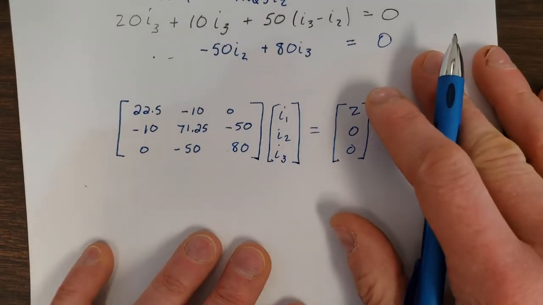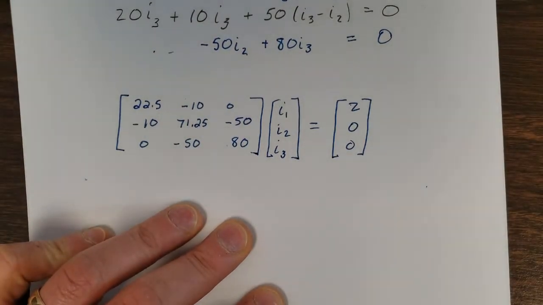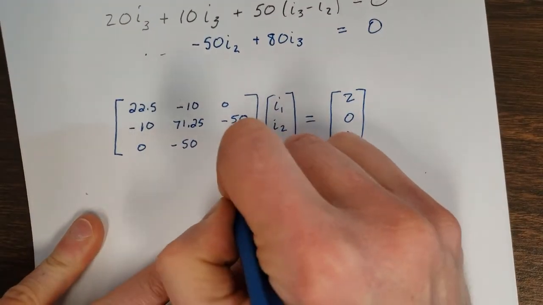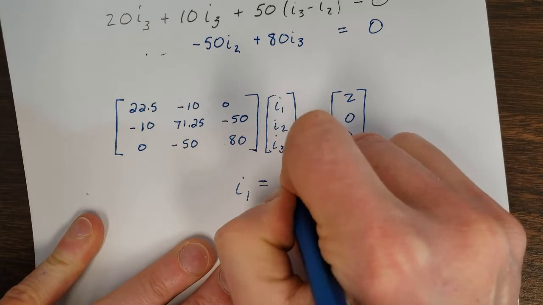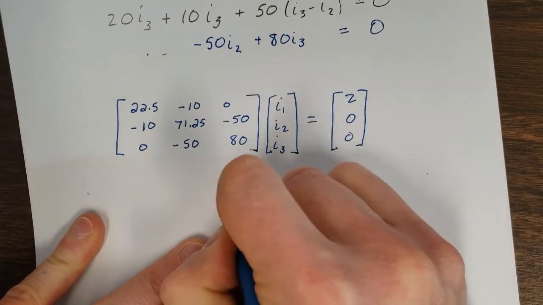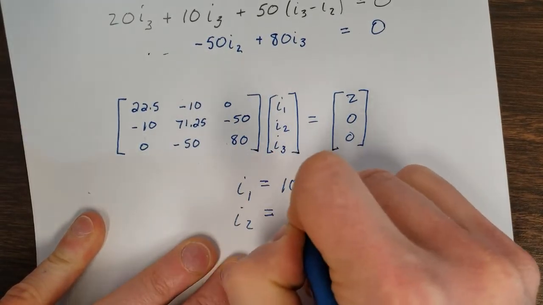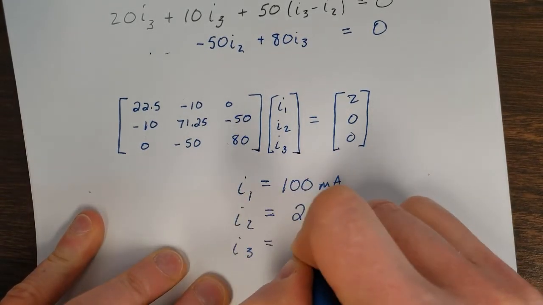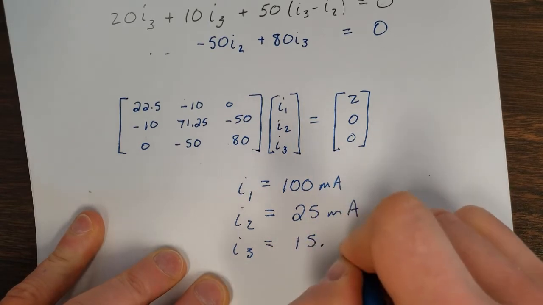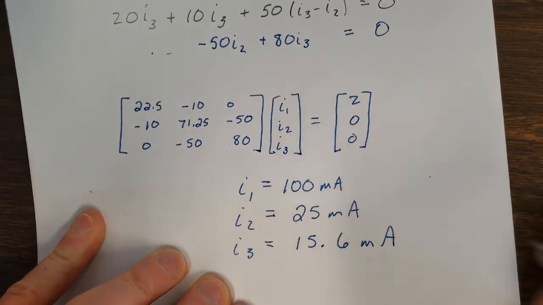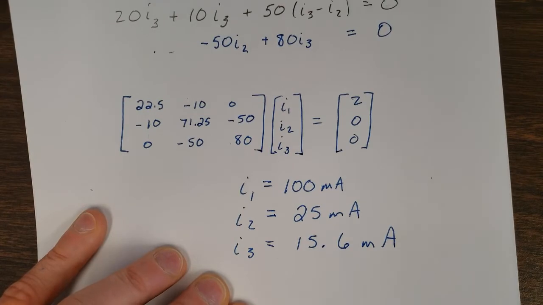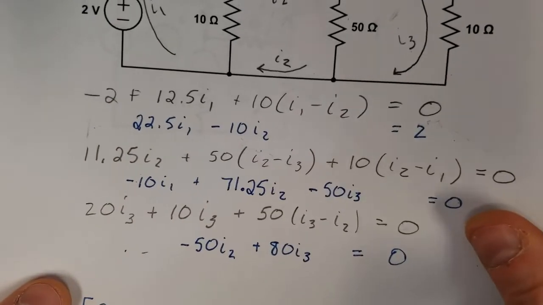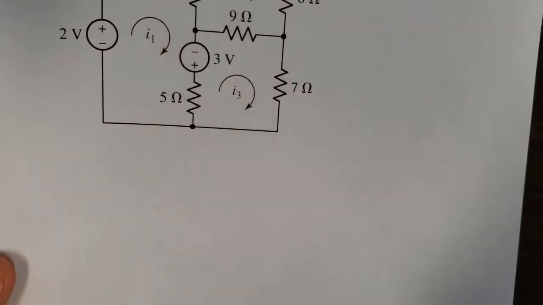All right, plug this into our equation solver. You can do it in any number of different ways, and you'll get I1 is equal to 100 milliamps, I2 is equal to 25 milliamps, and I3 is equal to 15.6 milliamps. Okay, so that was a long slog, but as long as we're careful with the algebra and careful when we write down the equations, we should be good.